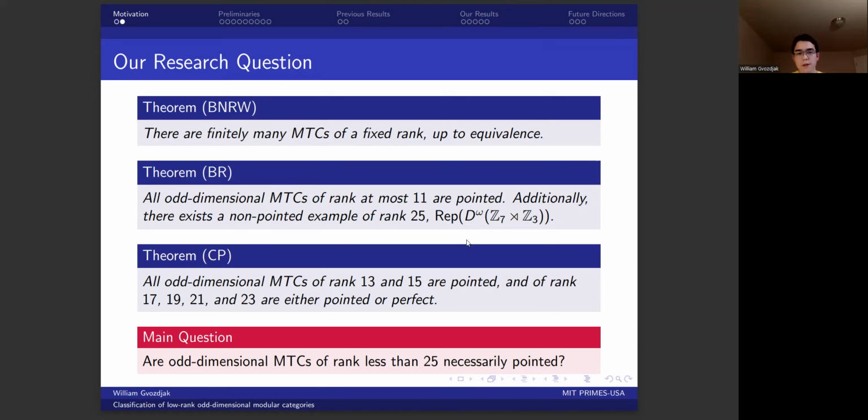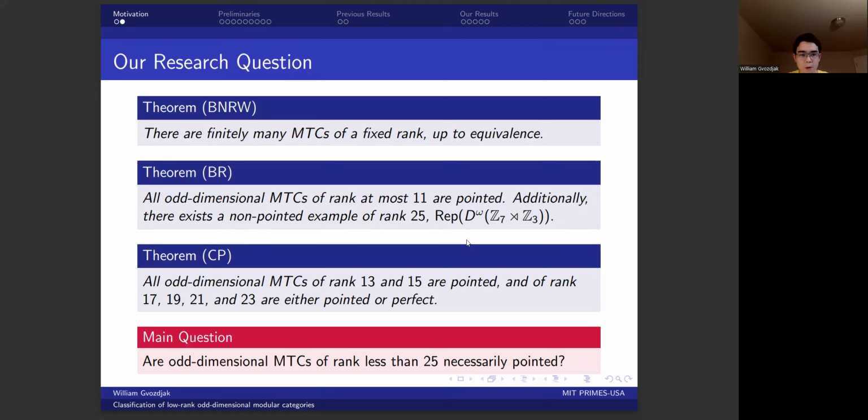Yeah, so that is one part of the main question that we will be trying to answer. Finally, this theorem was proven recently, a few years ago, by Chankey and Plavnik. It states that all odd dimensional modular categories of rank 13 and 15 must be pointed. So first, this extends the classification of odd dimensional modular categories to rank 15, as we saw in the previous slide.